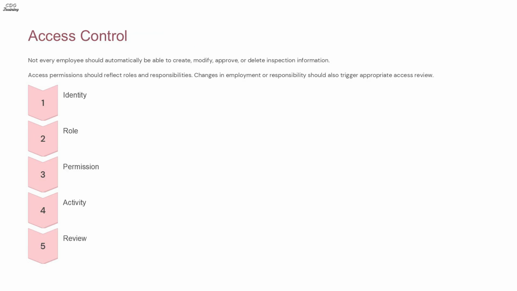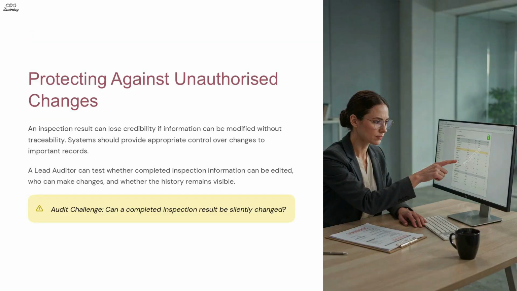Access control is essential in managing inspection information. It should reflect roles and responsibilities, ensuring only authorized personnel can modify data. Unauthorized changes can undermine inspection credibility. Systems must provide control over changes to maintain trust in records.